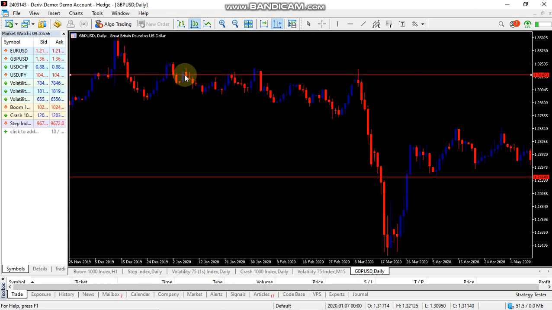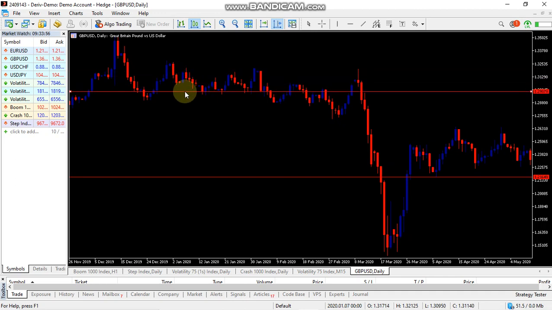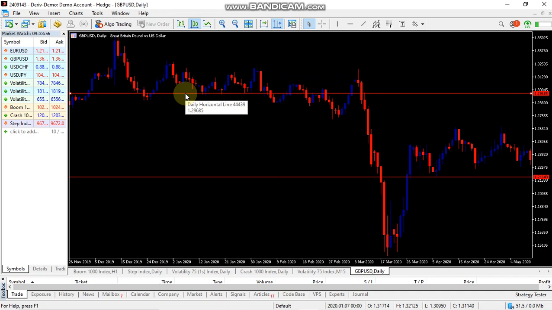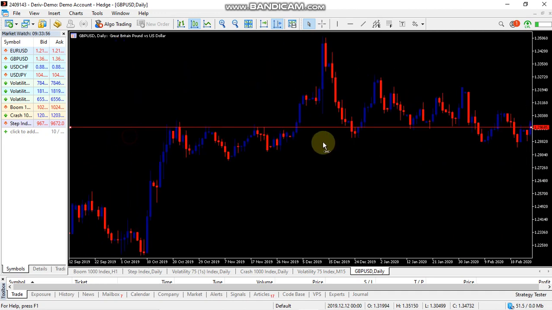Let me use this one to illustrate something. It's not so accurate, but here acted as a support. It supported and broke down a little bit and came down, and it was still respecting this zone. And after it broke the support, the previous support became a resistance around here, but it's not too accurate for that.